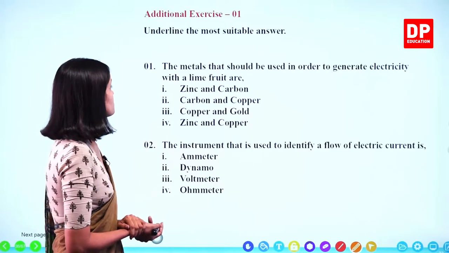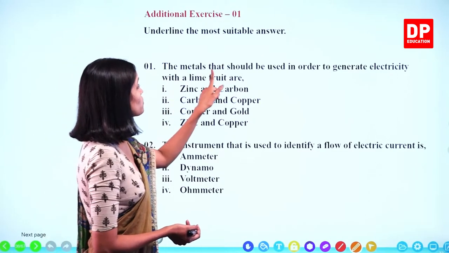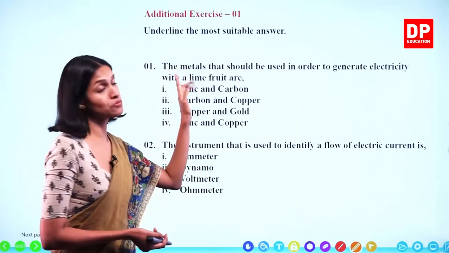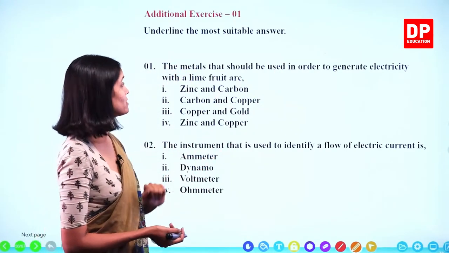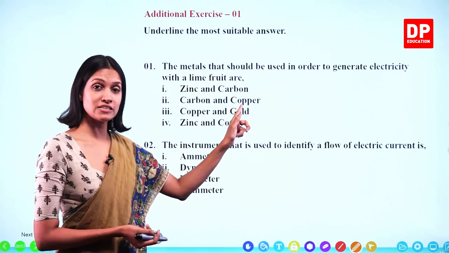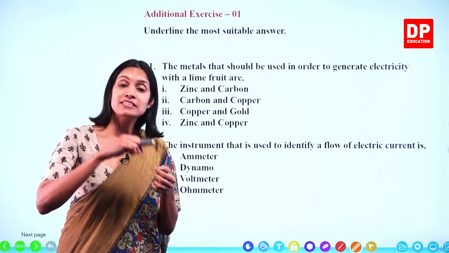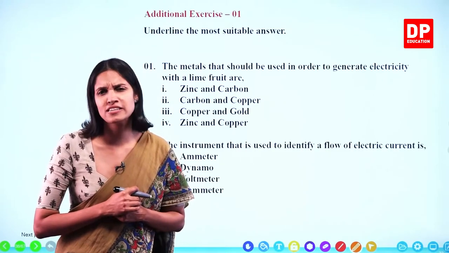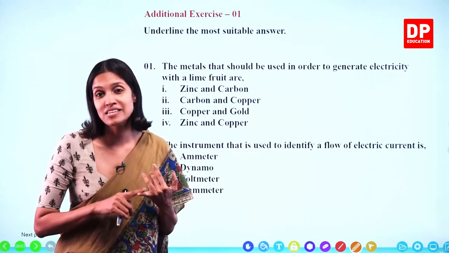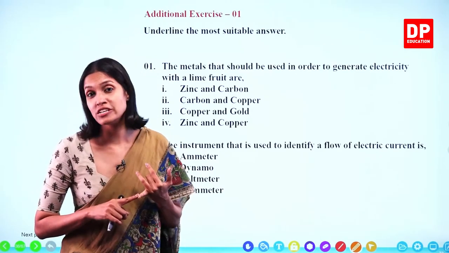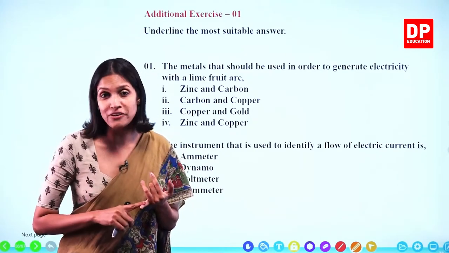Number 1. The metals that should be used in order to generate electricity with the lime fruit. Now, do you remember this one? What are the metals we need? Do you remember we used a lime fruit and we inserted 2 metal sheets? What are they, children? Copper and zinc. Do you remember zinc sheet was a silver color one and copper sheet was a metallic brown color one?